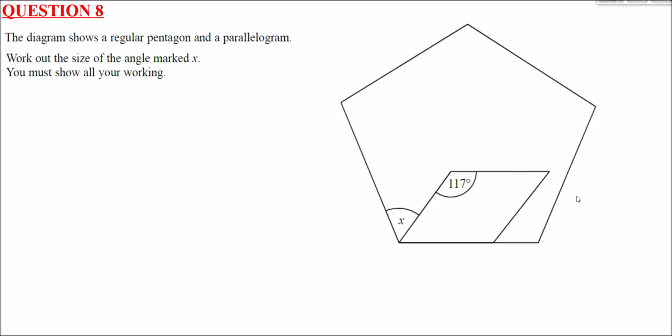Question 8. We have a diagram with a regular pentagon and a parallelogram inside it. And to work out the size of this angle here marked X, I need to show all of your working. So the key thing here is a pentagon's regular, so we need to know certain facts of regular polygons. For a regular polygon, it's actually very simple to work out each exterior angle. So the exterior angle, I'm going to just label on here. Because a pentagon's got 5 corners, there's going to be 5 exterior angles around these corners, like so. So each of these are exterior angles.